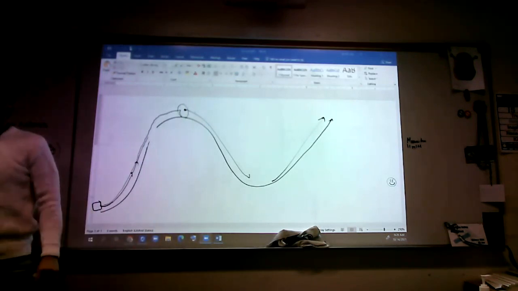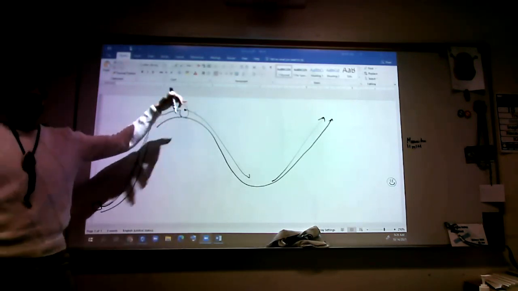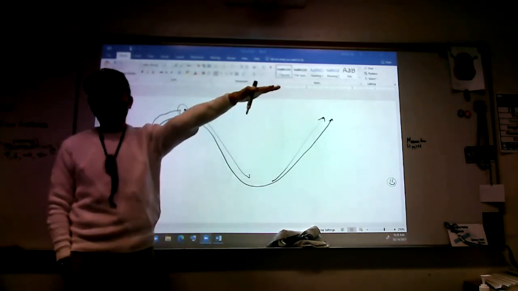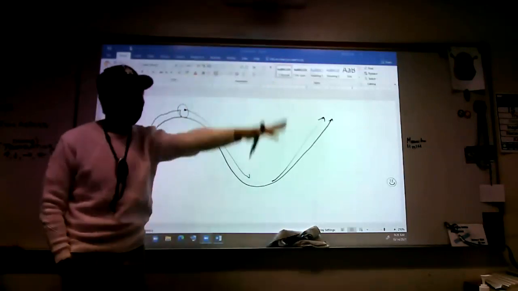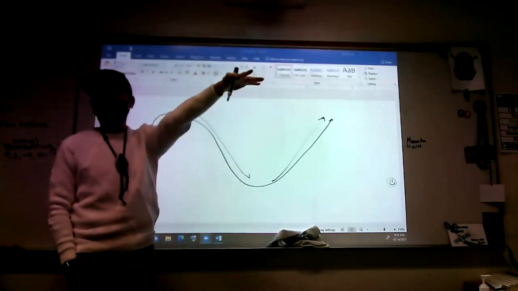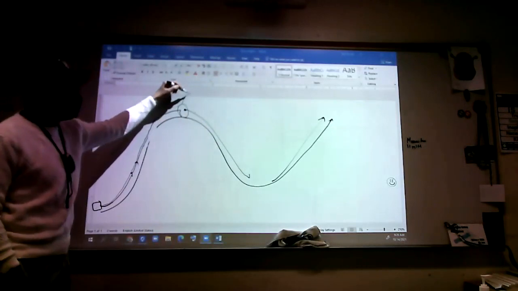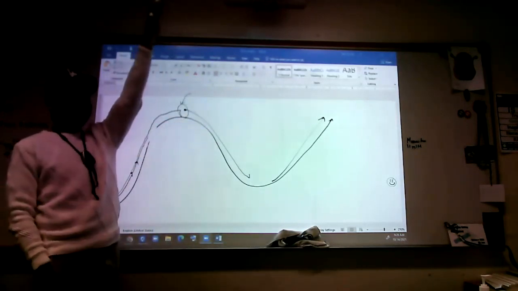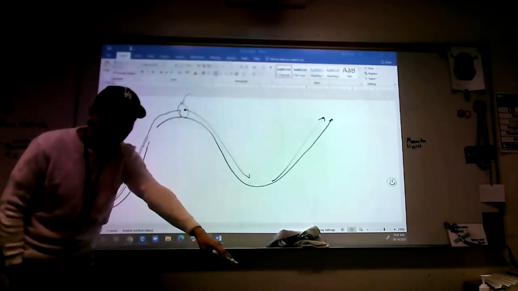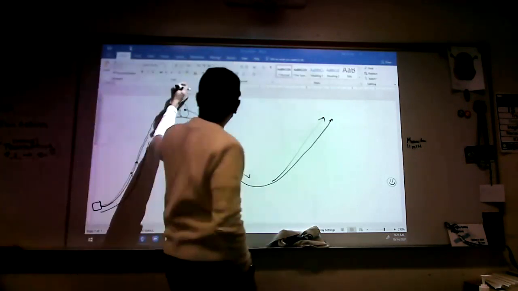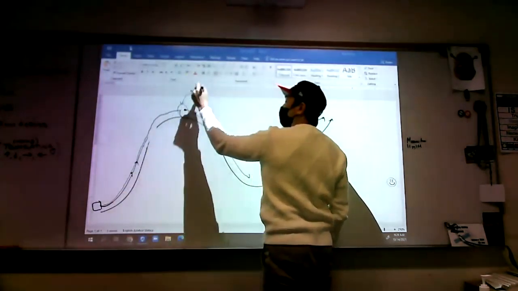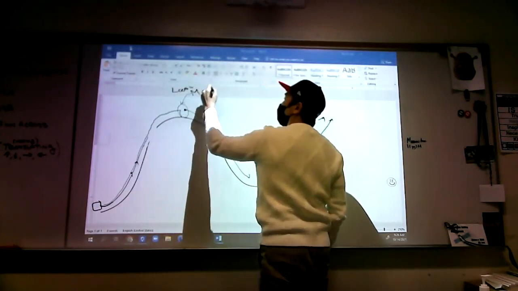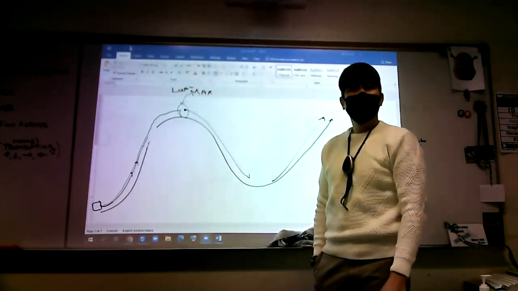At that point right there, you're not looking up, you're not looking down, you're looking straight. This point right there, you're neither increasing nor decreasing. You're level. You're at the top of the mountain. And if you look at your notes, that's the local max.